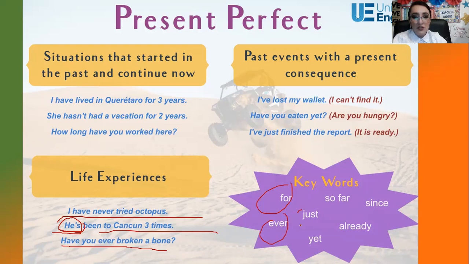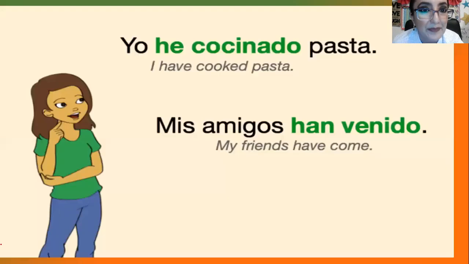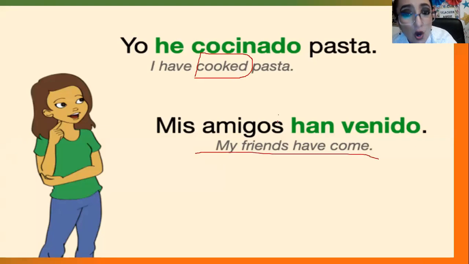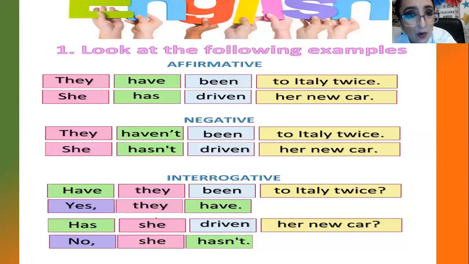And we are going to be having all these words that we are going to be making use of. Okay, we are going to be using them. Here you have some examples. Yo he cocinado pasta. I have cooked pasta. No está en presente simple. No está en pasado simple. Este es un verbo regular, pero está en participio. Yo he cocinado pasta. My friends have come, or my friend has come. Okay, and this is how we are going to be making use of our present perfect.